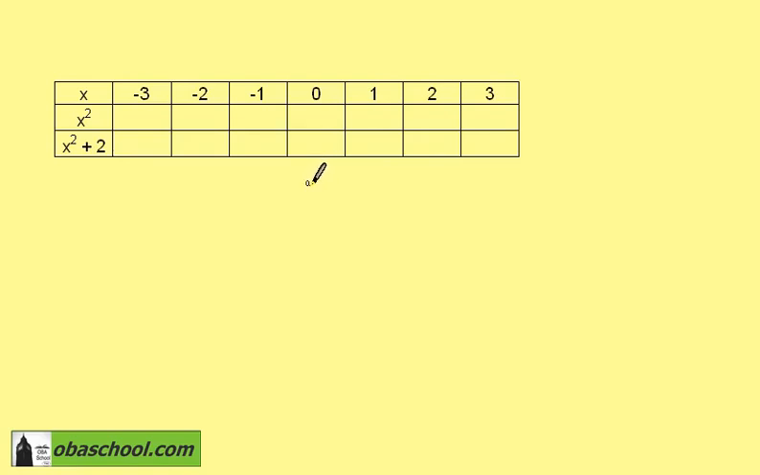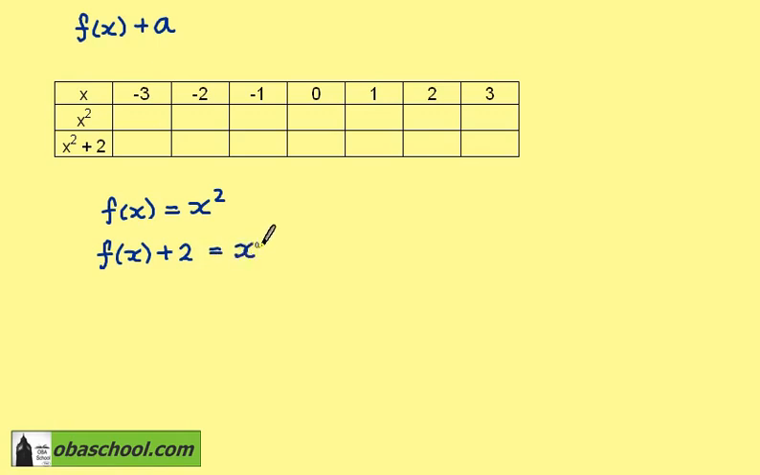Here we're going to be investigating the transformation f of x plus a. And we're going to use this table of values to do this. Our function of x here is x squared. The function of x plus 2 is x squared plus 2. So we're looking at a transformation of this type with a equal to 2.